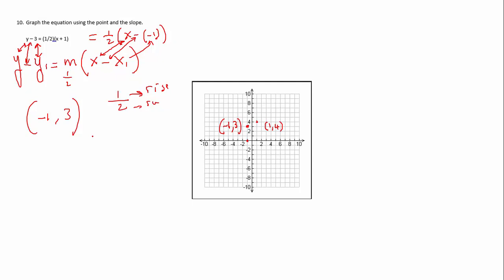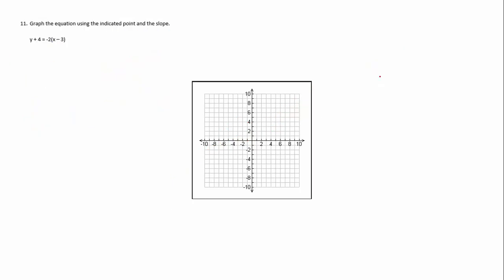Okay, so begin by plotting the point -1, 3. X is -1, y is 3, so that would be the point -1, 3. Then I rise 1, run 2 because it's a 1/2, and finally I join these 2 points. And this would be the graph of the line. Okay, this would be the graph of the line. Y minus 3 equals 1/2 x plus 1.